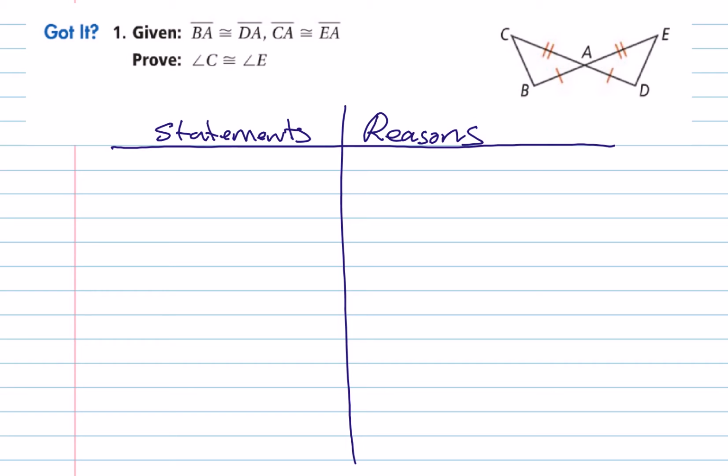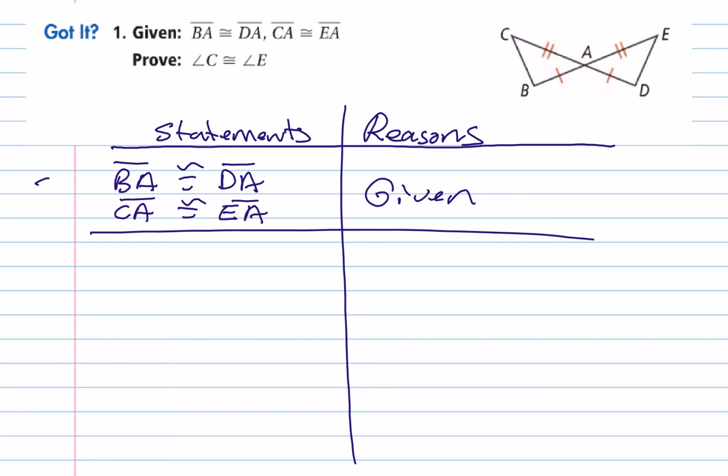So now I need to put all that in my proof, what I just said there. So I'll start with what's given to me. BA is congruent to DA, and CA is congruent to EA, and that's given. So that gives me a side and a side. And then I've got my vertical angles. Angle CAB is congruent to angle EAD. And that's vertical angles are congruent. That gives me an angle.